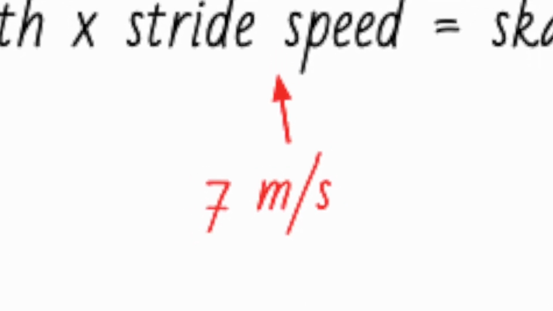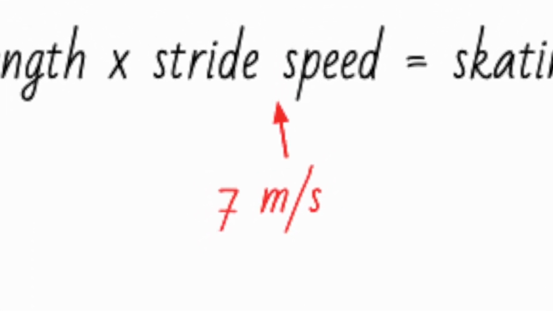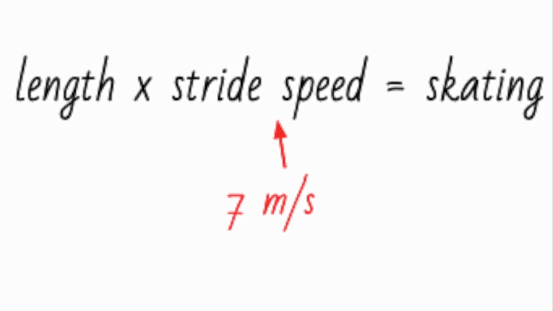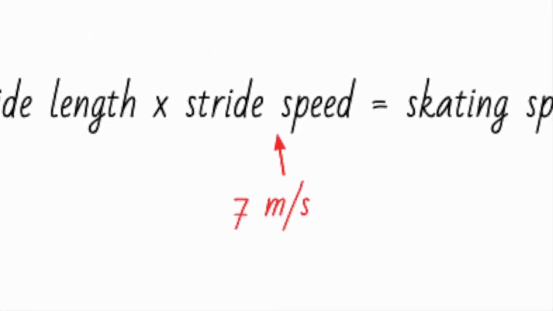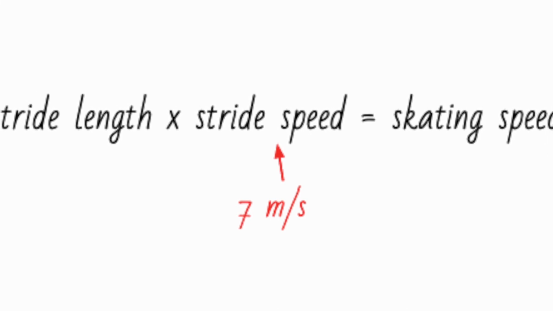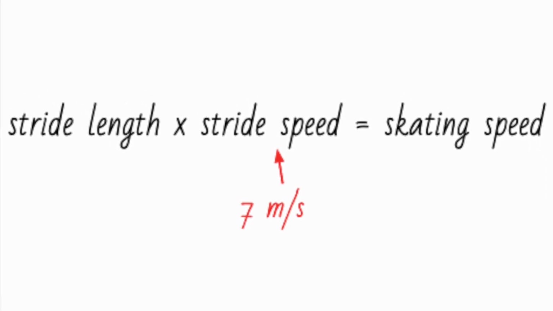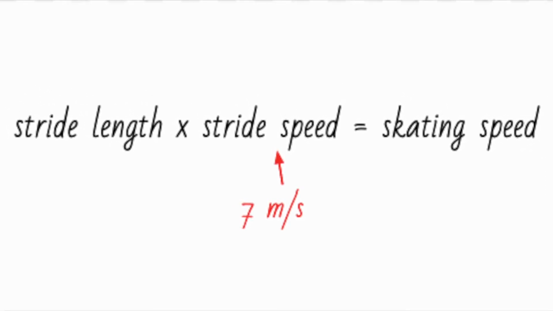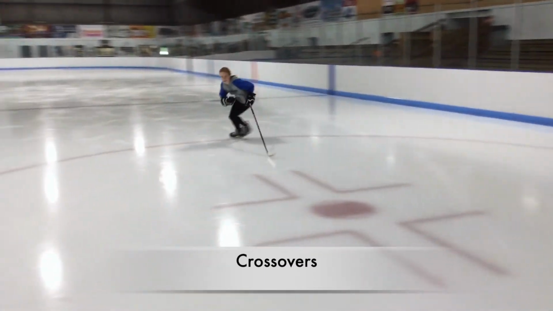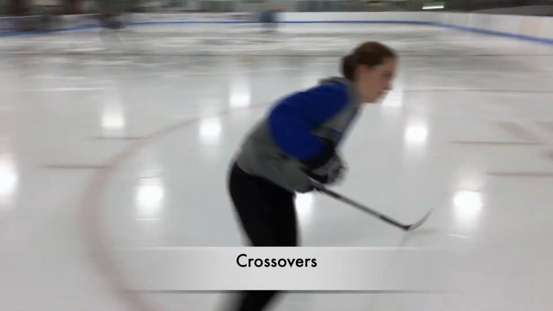Yet one can only rely on their stride speed so much, as a human can only move their feet up to a speed of 7 meters per second, and once you've hit that speed, the rest of your speed must therefore come from maximizing your stride length and other biomechanical advantages like getting a greater force when you push out from the ice. Now that we have covered speed moving in a straight line, let's take a look at crossovers.